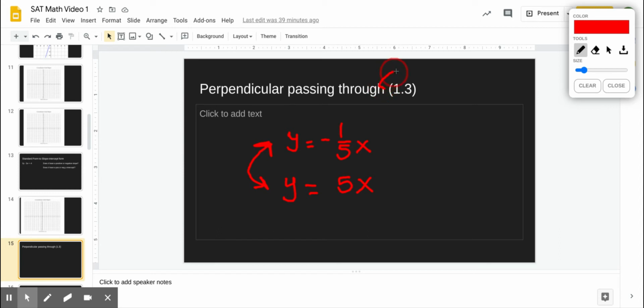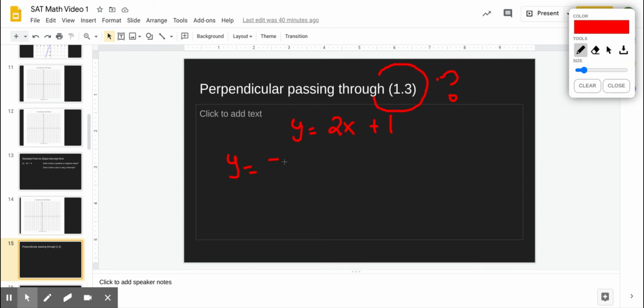So you can see right here, let's say we had a line that was passing through that point. So let's make an equation. Let's say I had y equals 2x plus 1. What would be the equation of the perpendicular line to that passing through here? How would we do that? Well, first we want to create what we have. We have y equals, remember we have to do the negative reciprocal, so it's negative half x. Then we just have to find out what the y-intercept is.